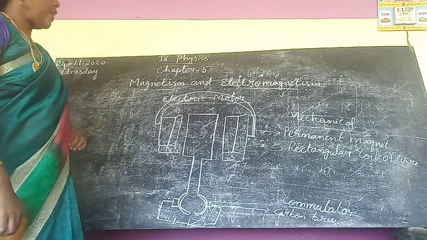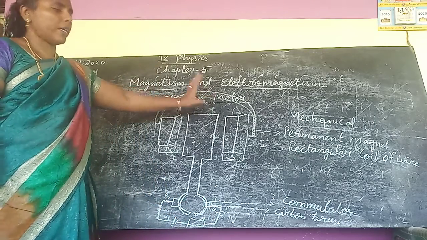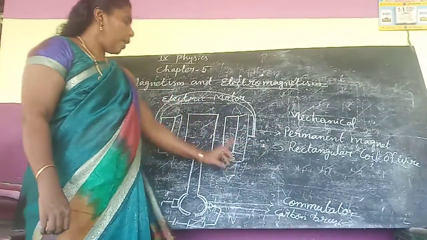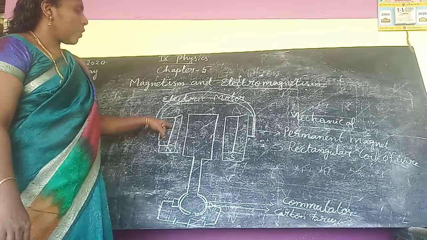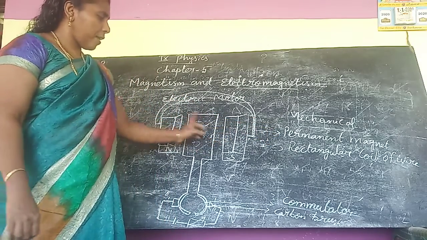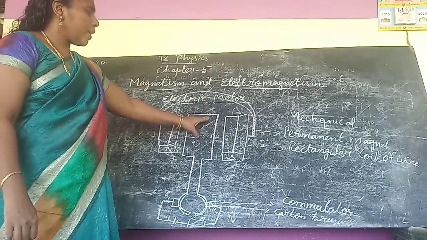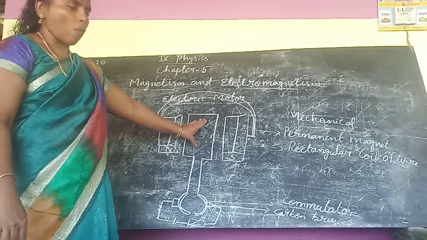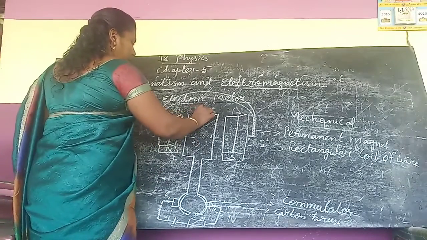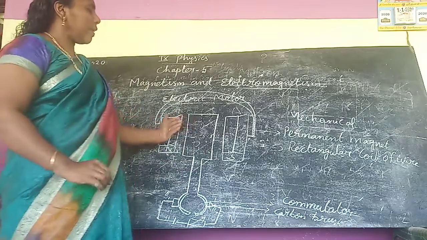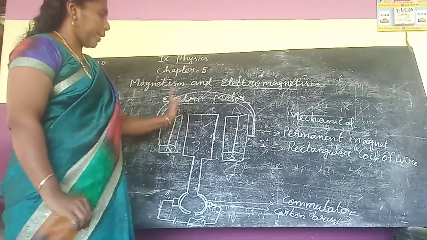So this is the diagram of the electric motor. See, first you have to draw the diagram, then you have to mark the parts. First, what is this? Permanent magnet. In between the two poles of the permanent magnet, what is attached? A rectangular coil of wire. Here at the middle of the coil is the axle. By using this axle, the rectangular coil of wire will rotate.